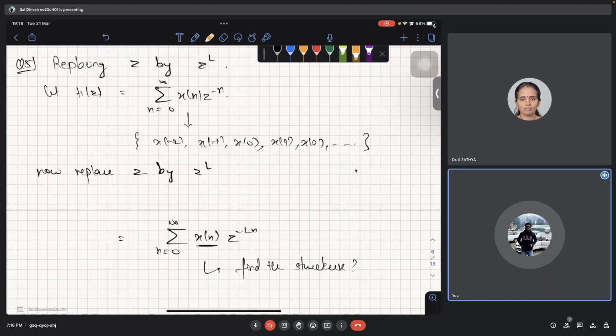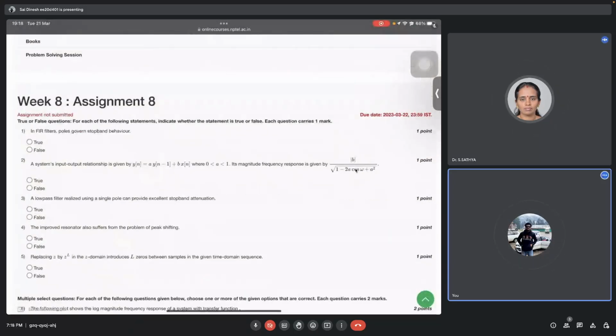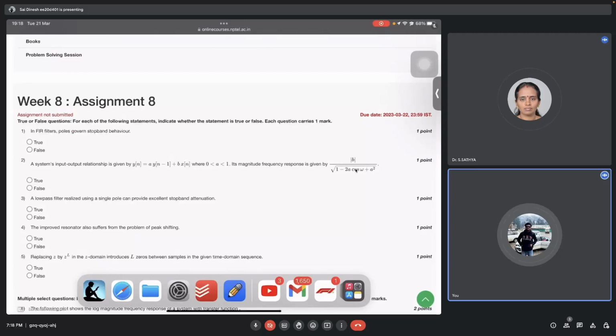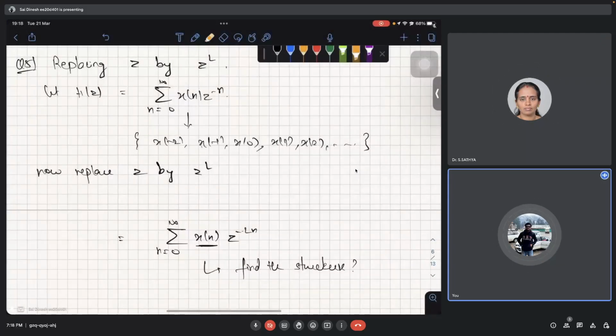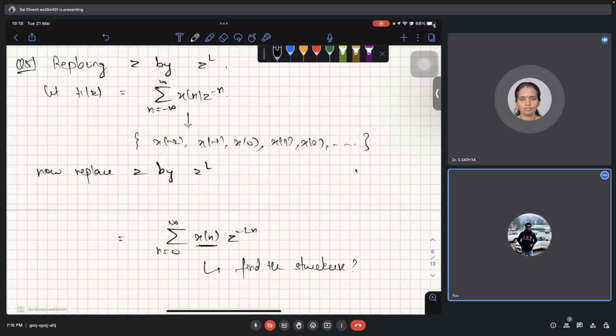I wrote it here. Actually, did they mention it in the question? They did not mention any causal. So it should actually be minus infinity to infinity. It's my mistake. Minus infinity to plus infinity means you'll be having both the values, from minus infinity to plus infinity.